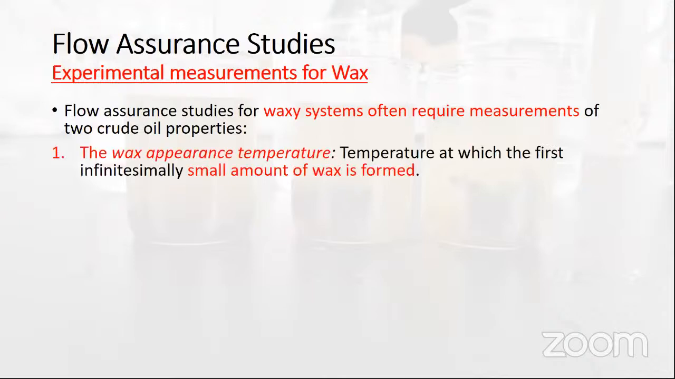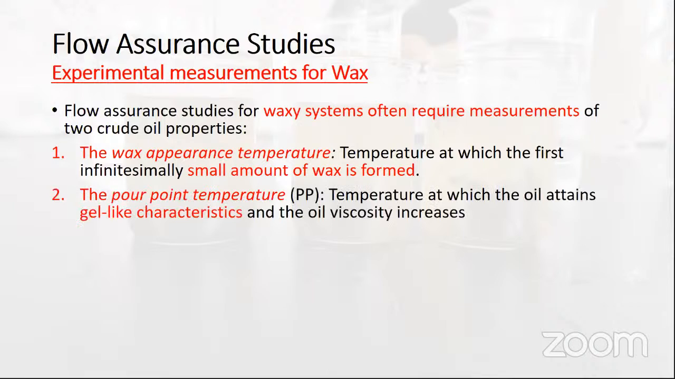For the wax appearance temperature, if we want to specify the conditions for the wax appearance or the wax deposition, we can measure two properties. The first is the wax appearance temperature, and the other one is the pour point temperature. The wax appearance temperature is the temperature at which a small amount or the first forming of wax crystals appears in the solution of the reservoir fluid. The second one is the pour point temperature, the temperature at which the oil will be gel-like. The oil will be like a jelly.